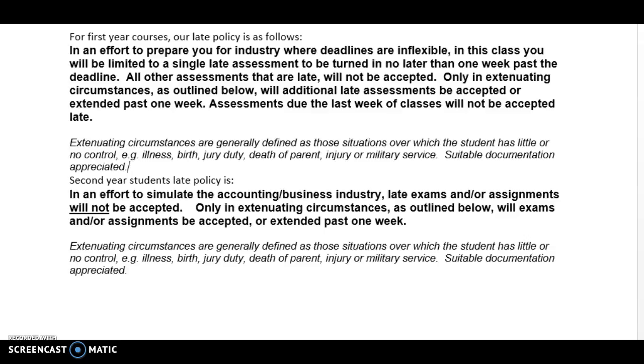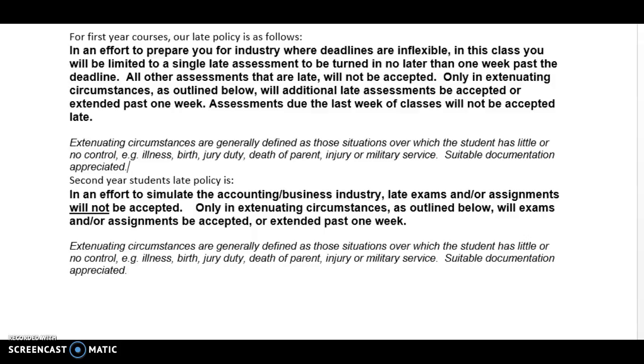In an effort to prepare you for an industry where deadlines are inflexible, in this class you will be limited to a single late assignment to be turned in no later than 1 week past the deadline. All other assessments that are late will not be accepted. Only in extenuating circumstances as outlined below will additional late assignments be accepted or extended beyond 1 week. Assessments that are due the last week of classes will not be accepted late.